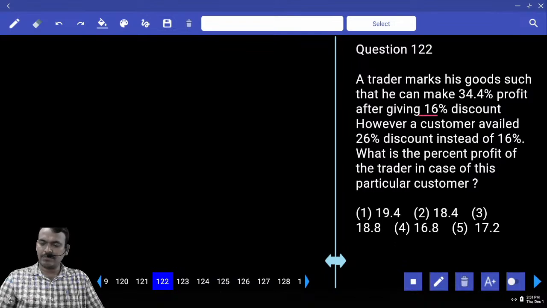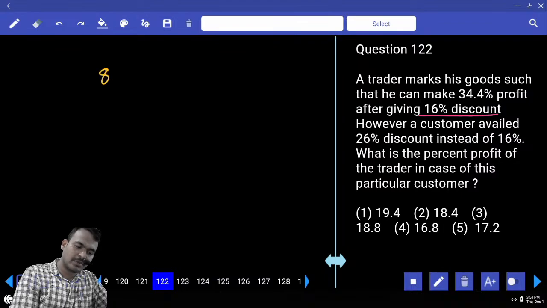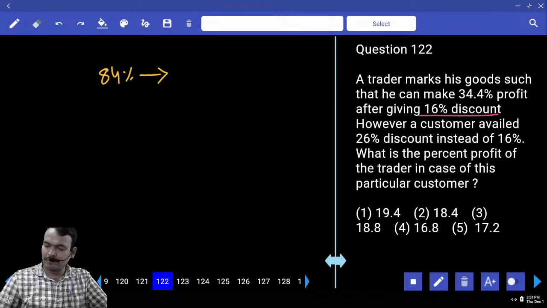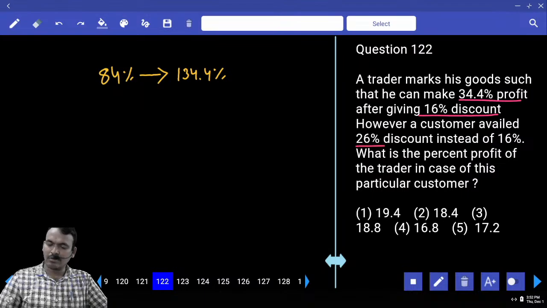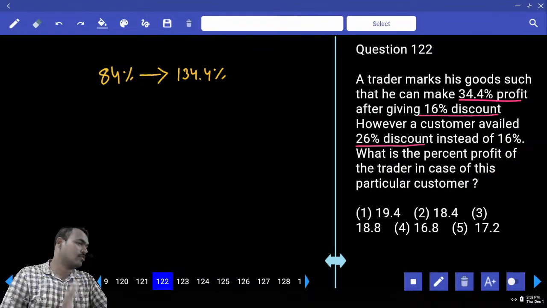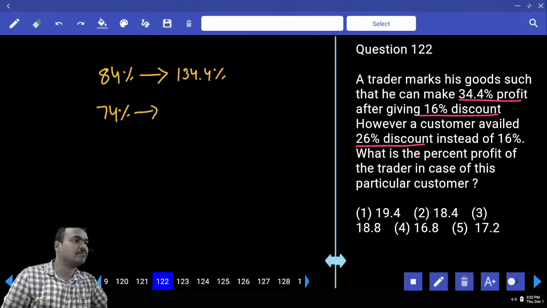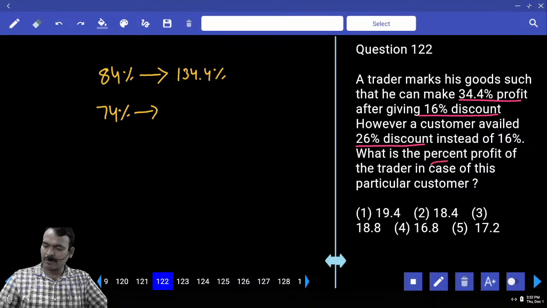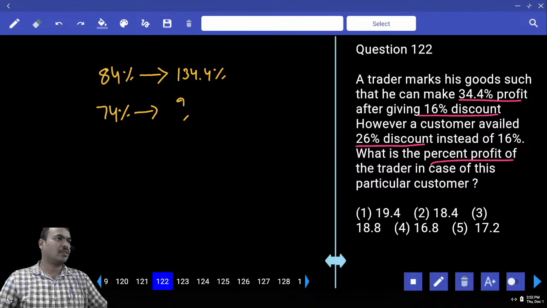What is the first time discount percent? 16% discount. After discount, selling price is 84%. Next, what is the profit percent in the first one? 34.4%. After profit, selling price is 134.4%. Next, what is the second time discount? 26%. Before the discount 100%, after the discount selling price is 74%. What is the question here? We required the profit percent of the second case.